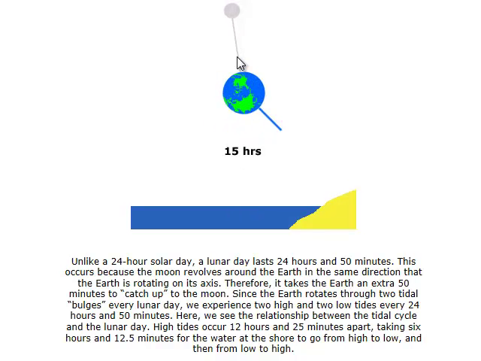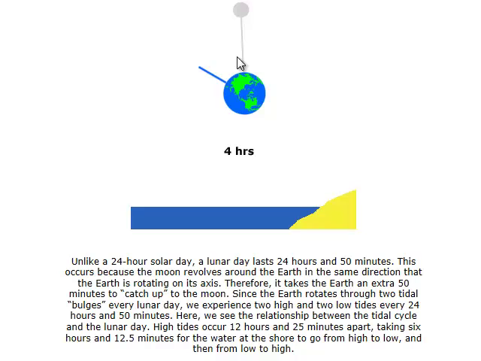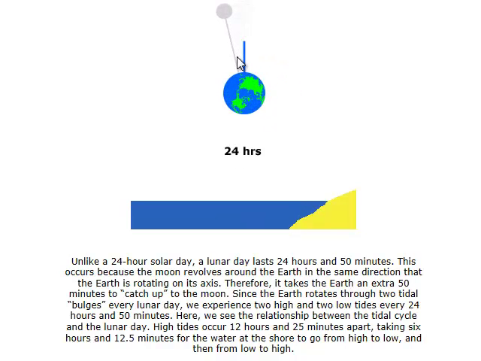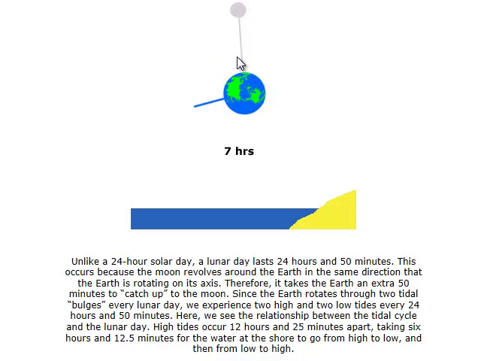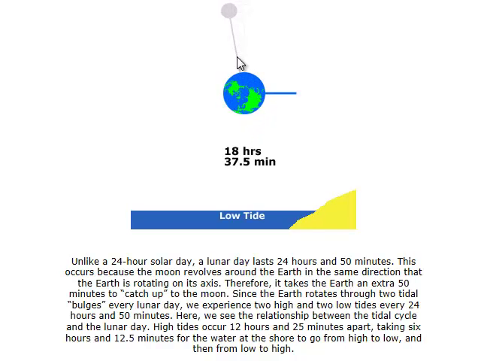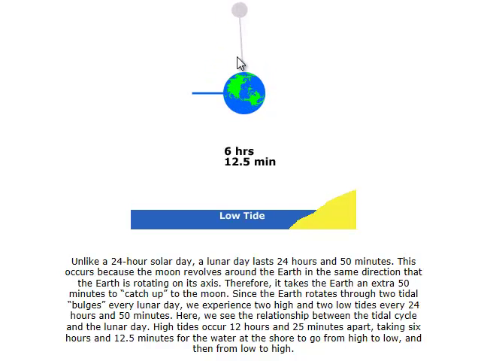So we end up seeing these high tides about 12 hours and 25 minutes apart, and taking about 6 hours and 12.5 minutes for the water at the shore to go from high to low, and then from low to high. So these places that have the huge tide ranges, that tide is changing. That 45, 50-foot tide in the Bay of Fundy is changing that 50 feet in 6 hours and 12.5 minutes. It's an astounding amount of time. It happens incredibly fast. Pretty amazing stuff.